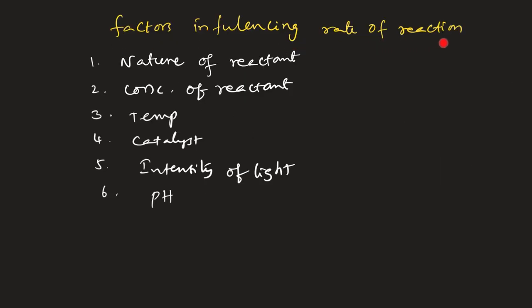Factors influencing rate of reaction: one is the nature of the reactant or product also. How, I will explain next. Then concentration of reactant, temperature, catalyst, intensity of light, and pH. Generally for acid-base reactions, pH also affects the rate of reaction. The detailed discussion of all these factors I will cover in the next video.